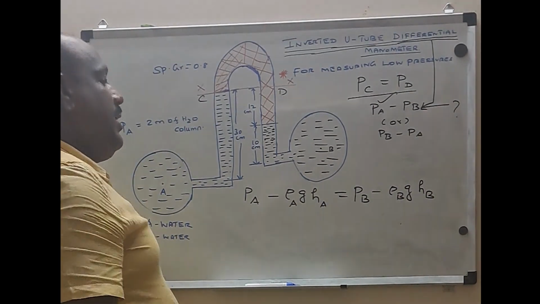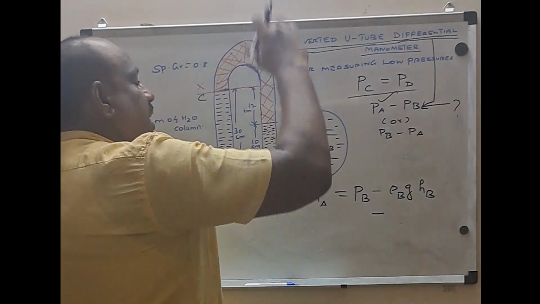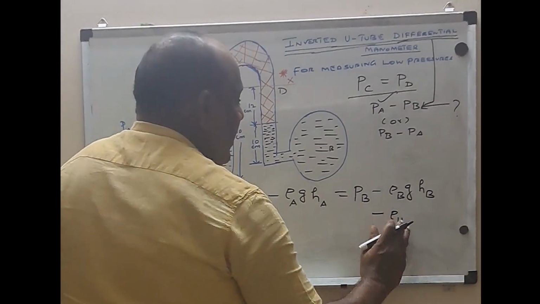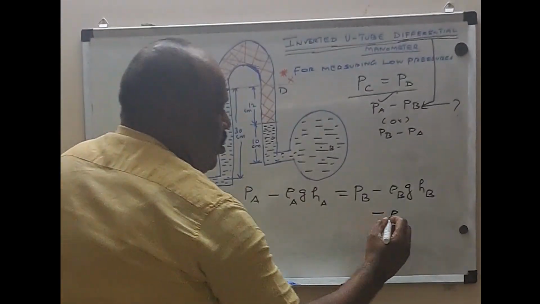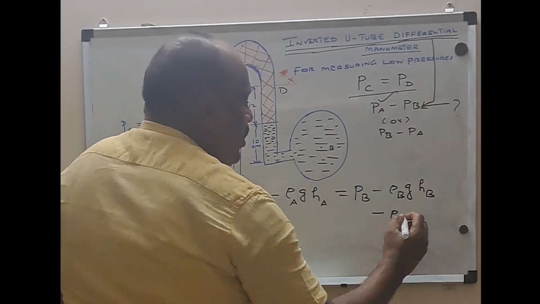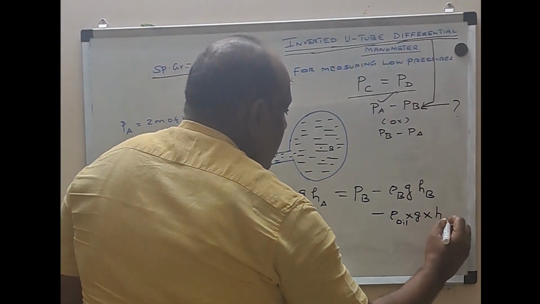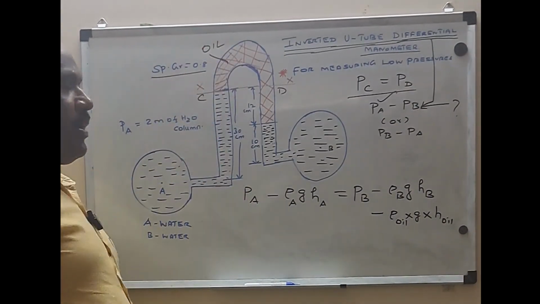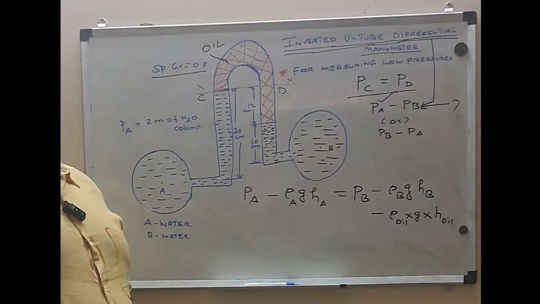Minus g, with reference to this reference. This also is against the gravity. So minus rho of oil into g into h of oil. This is not mercury. Here the oil indicates what I am calling oil, this red color mark. So the formula is very simple.